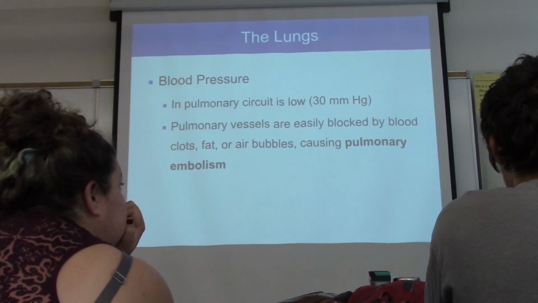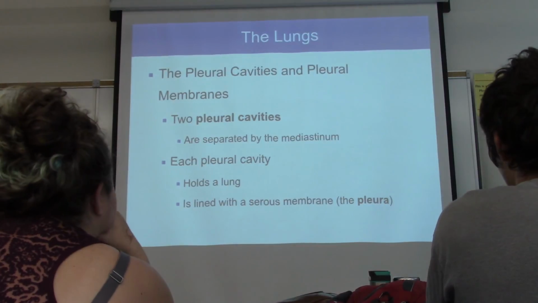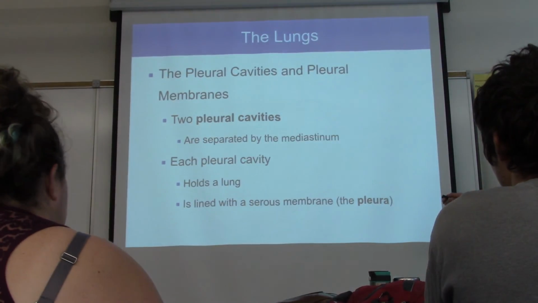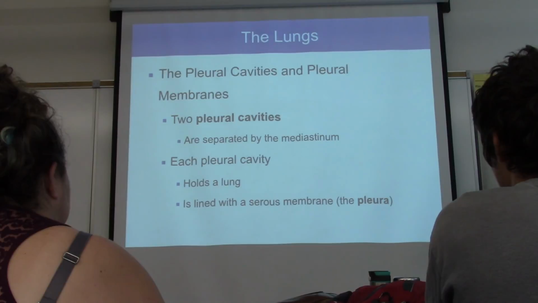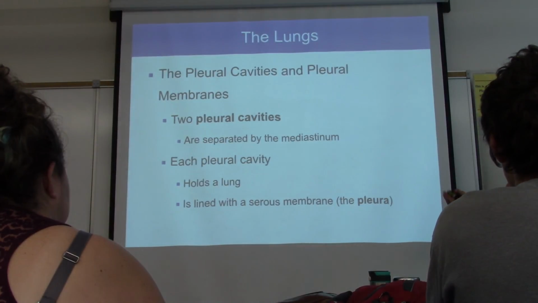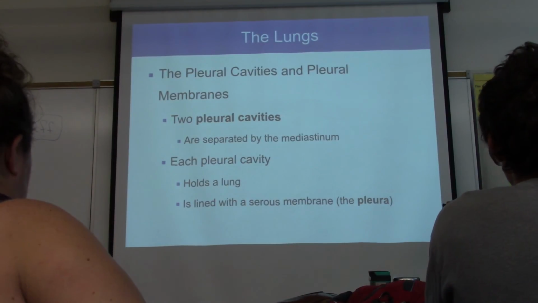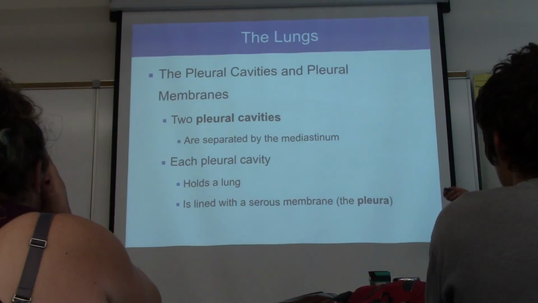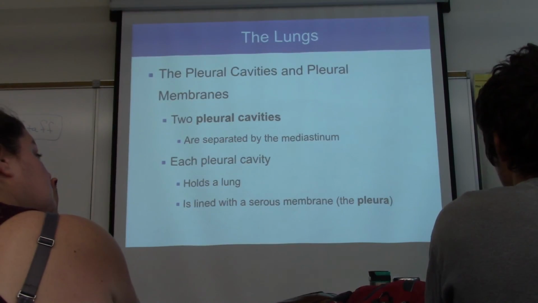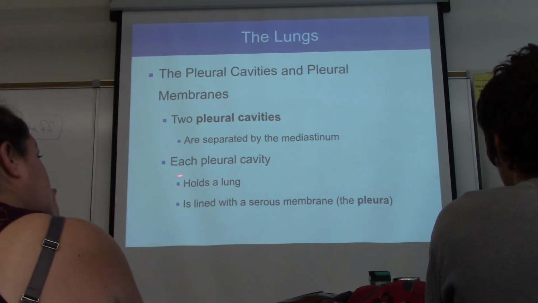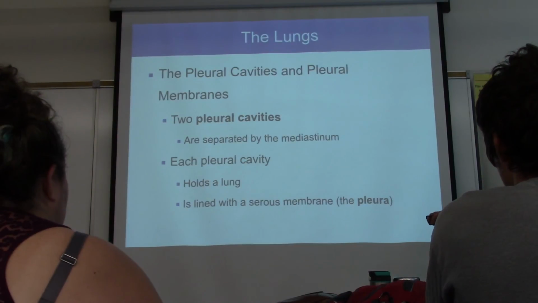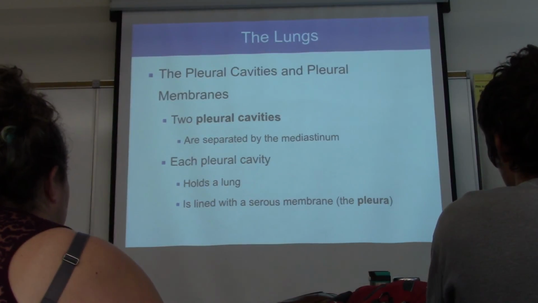Okay, pulmonary embolus. We talked too much about that. Let's talk about the pleural cavities. The cavities are the little tiny, they're not real spaces, they're just potential spaces that surround each lung. They're separated by the mediastinum in humans. Each pleural cavity contains a lung. Oh, isn't that a clever line? And they're lined by the serous membrane.